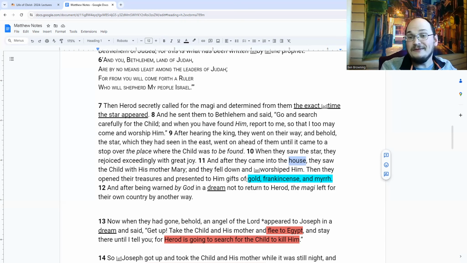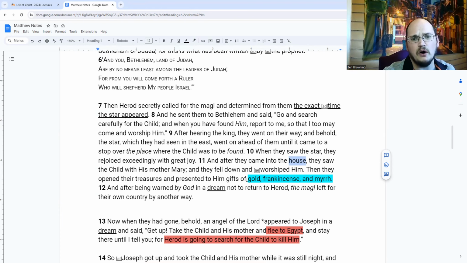There may have been 3. There may have been 10, 20, 30. We actually don't know how many of these magi or wise men there actually were. The Bible just doesn't tell us. Now, these things, gold, frankincense, and myrrh, were all things that were quite expensive and worth a lot of money. Obviously gold, but then also frankincense and myrrh were quite valuable and important.